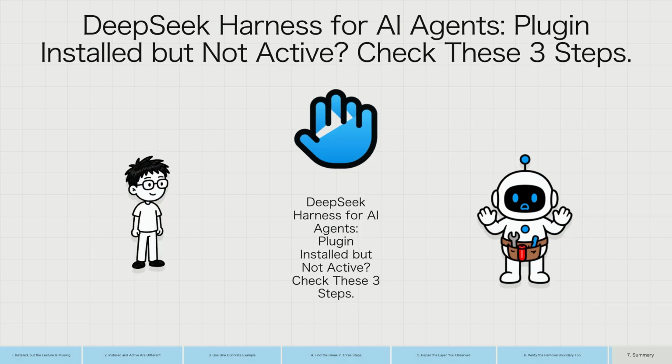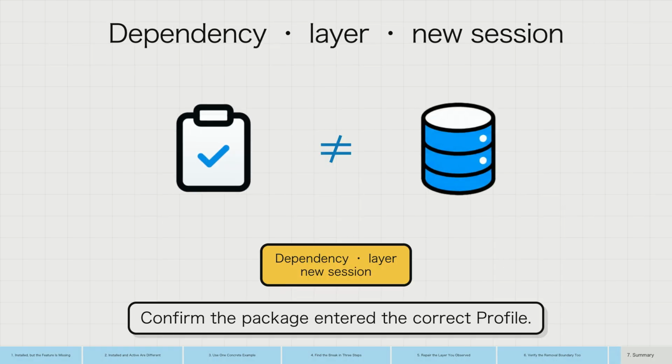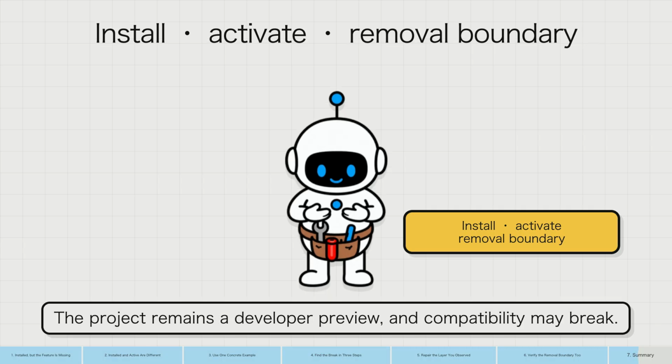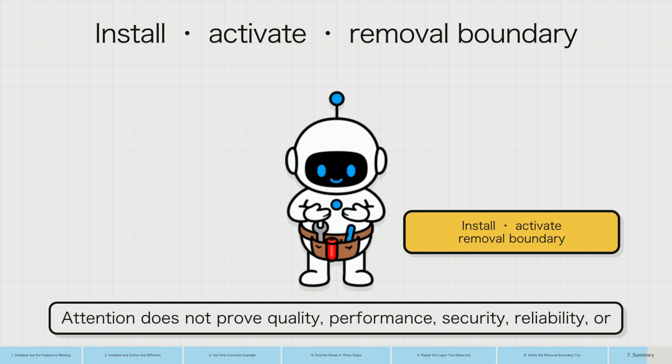DeepSeek harness for AI agents, plugin installed but not active. Check these 3 steps. Confirm the package entered the correct profile. Then use a configuration dump to verify its layer. Finally, restart and run one minimal functional check. The project remains a developer preview, and compatibility may break. Attention does not prove quality, performance, security, reliability, or production maturity.